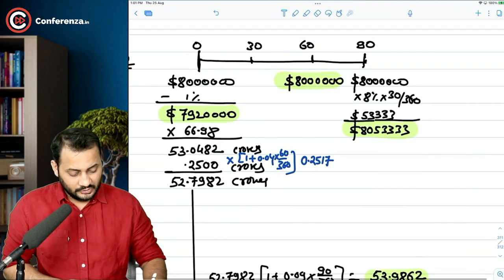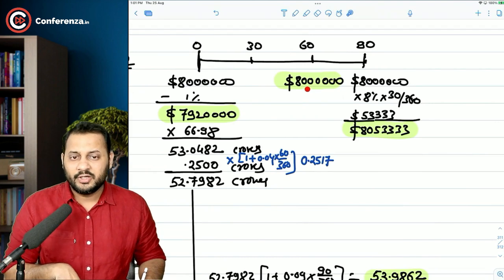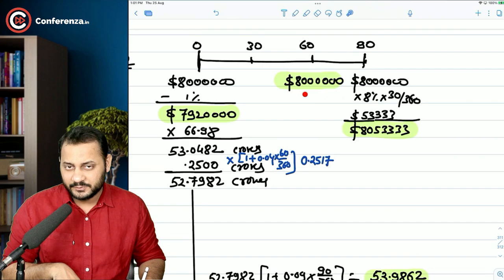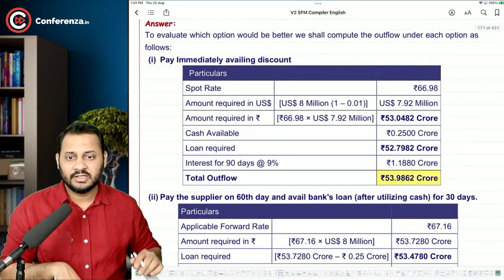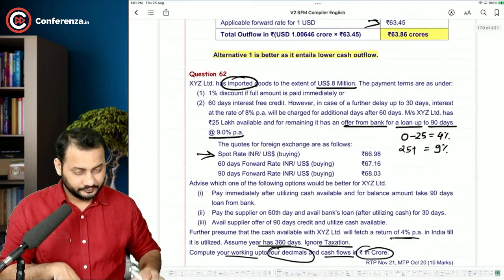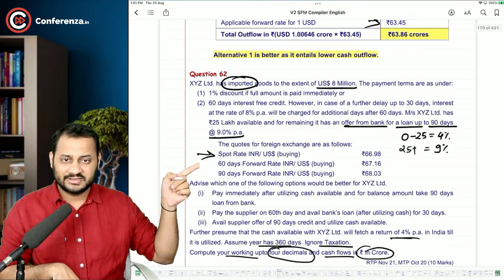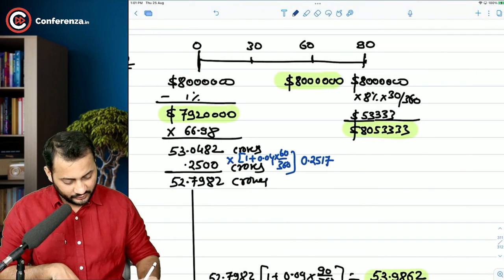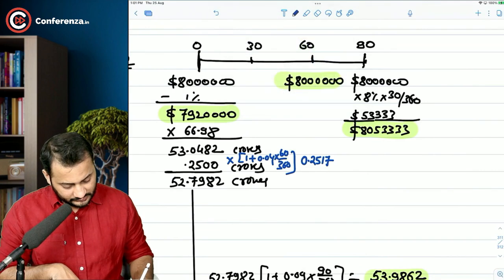Now, if I want to make a payment of $8 million after 60 days, I will first take the forward contract of 60 days. That's, I think, 67.16. Have a look. Multiplied by 67.16.